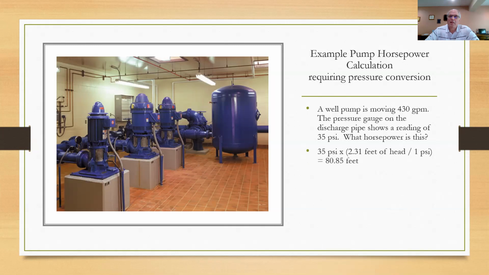So I set the 35 PSI times 2.31 feet of head for every 1 PSI. That equals an elevation difference of 80.85 feet that I'm working against. That's what the 35 PSI equates to. But when I plug those numbers into my horsepower equation, I get 430 times 80.85 divided by 3960. It's about 8.8 horsepower, if my math is correct.